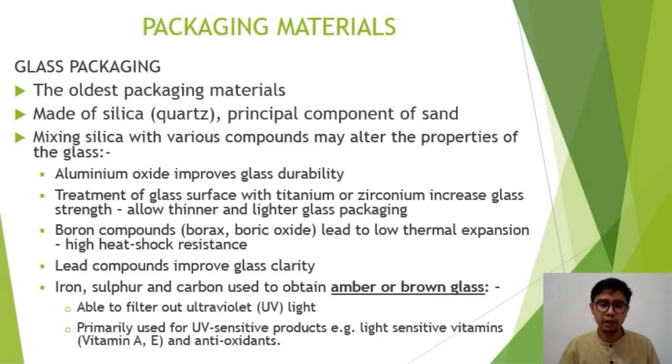For manufacturing glass that has an amber color, the glass should be mixed with iron, sulfur, and carbon. So an amber glass bottle can filter out ultraviolet light, and it is used primarily for UV sensitive products such as light sensitive vitamins and also antioxidants.